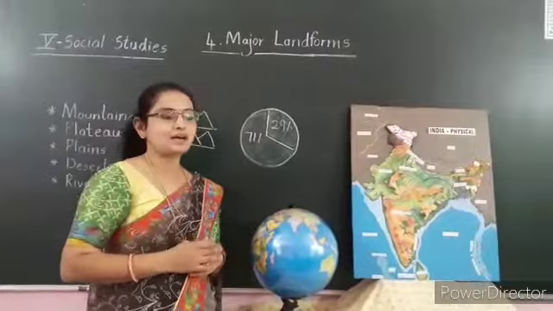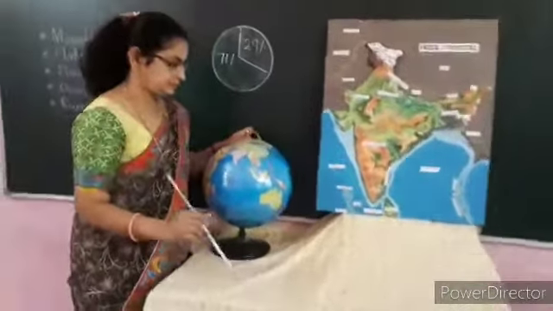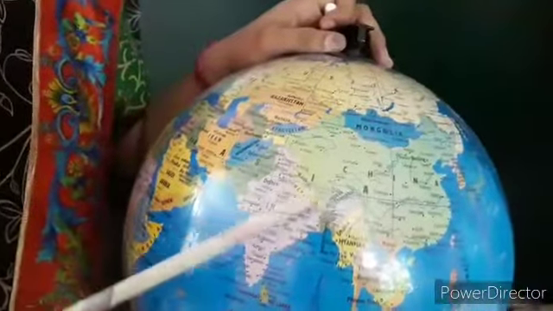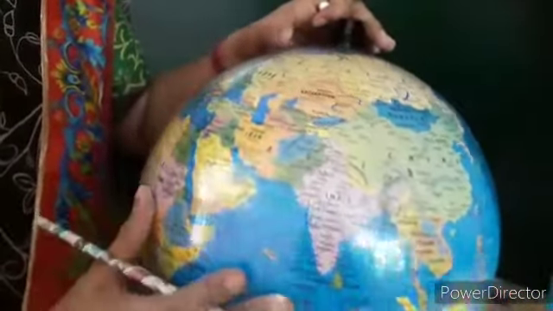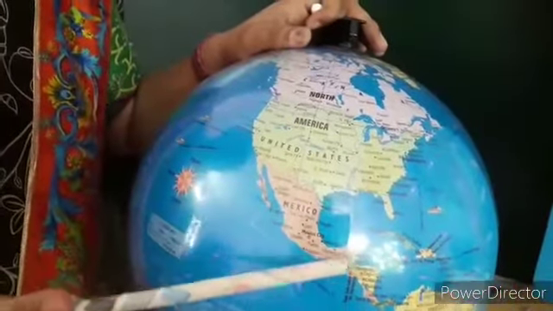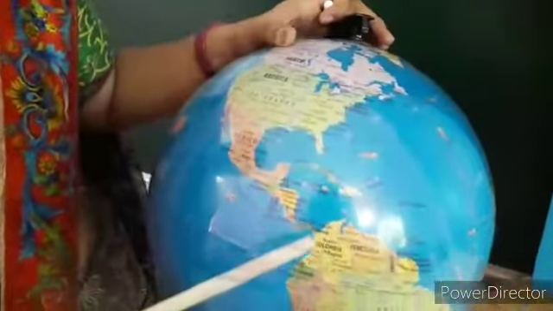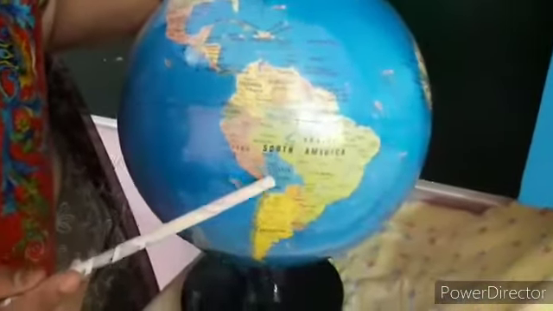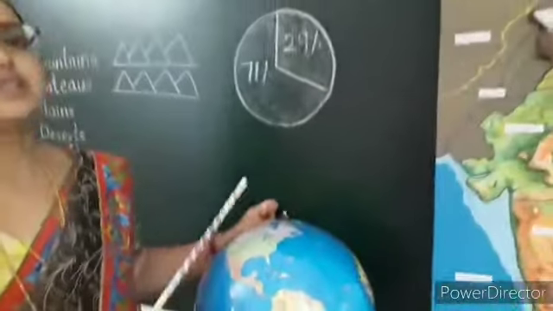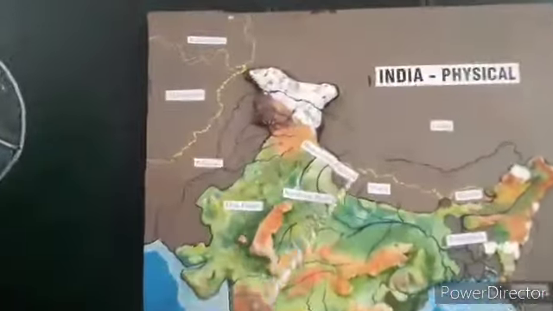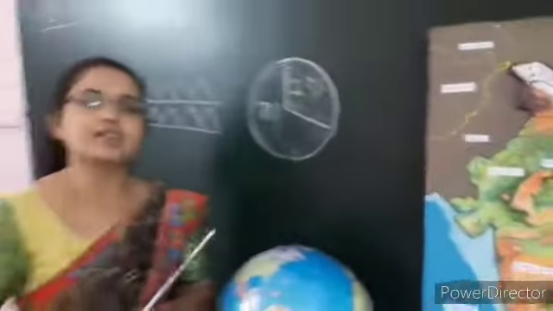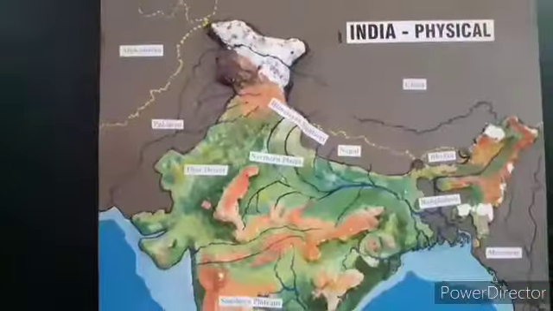The examples are the Himalayas in India, the Rockies in North America and the Andes in South America. See here children, the Himalayas in India are the highest mountain ranges in the world.